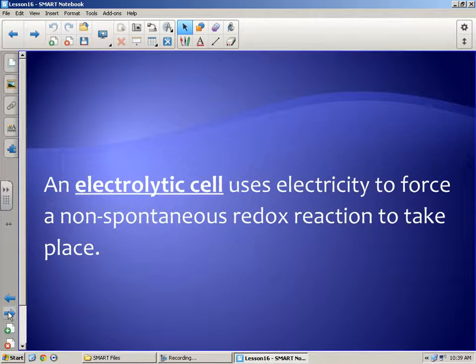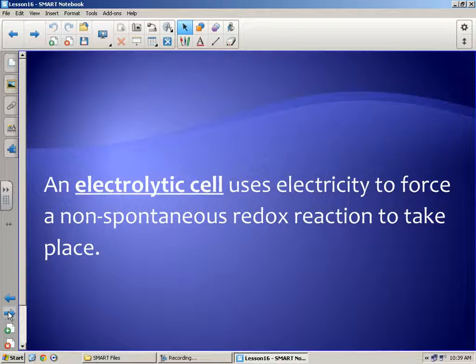So in order to recharge it, you need to plug it in, right? That is your electricity. That is how you're going to force that reaction. Right now, it's running as a spontaneous reaction, and we're going to force it into a non-spontaneous reaction. So we're going to force the electrons the other way, basically, to recharge that battery.